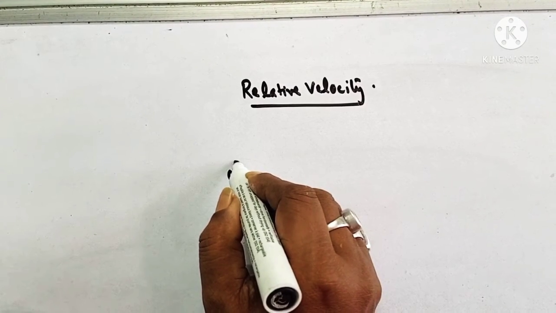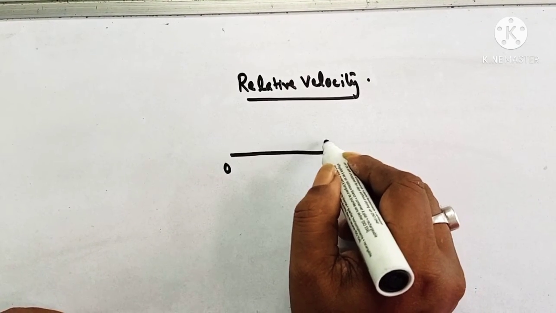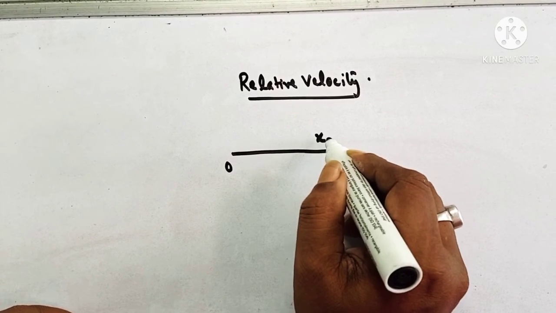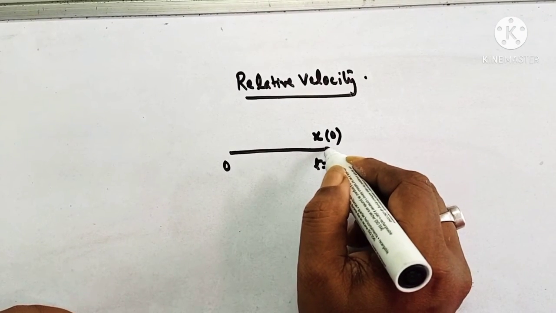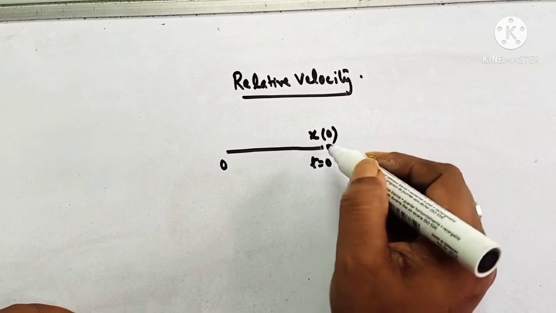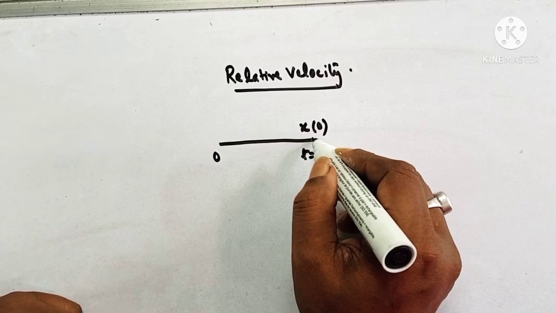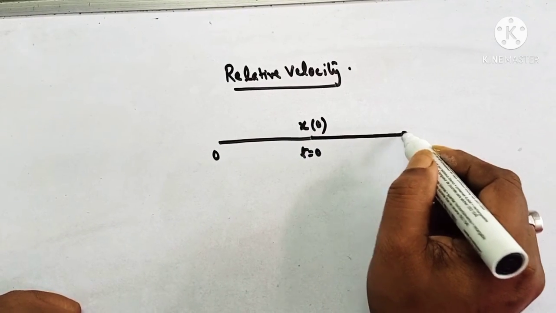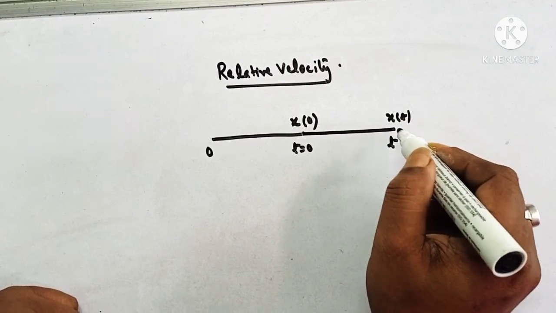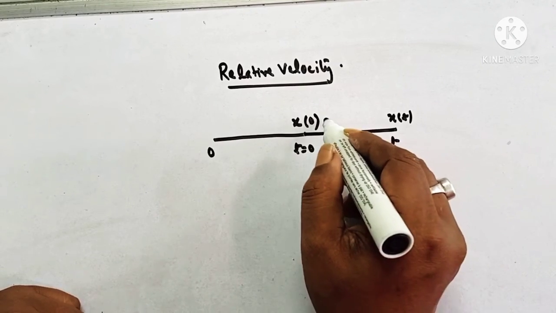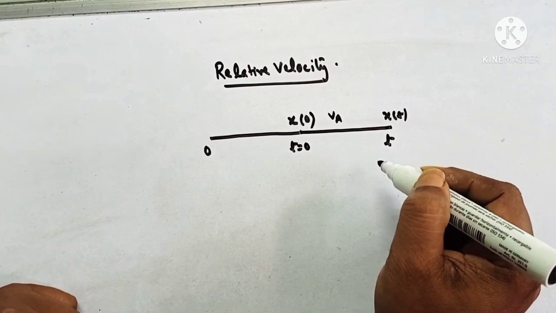Now let me take this as the point origin, and a particle has moved from here. I am considering a distance x naught at t is equal to 0. This is the position of a particle at t is equal to 0. After time t, let its position be xt, and it is moving with a velocity va.